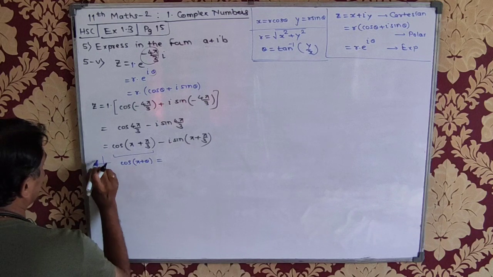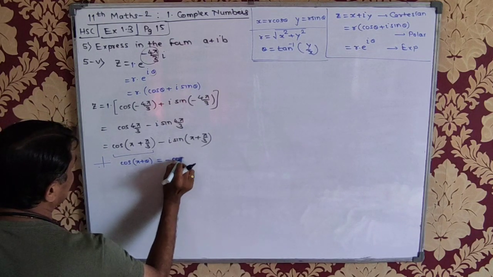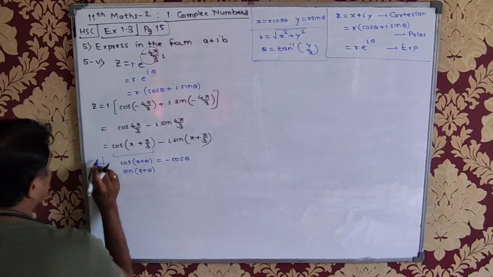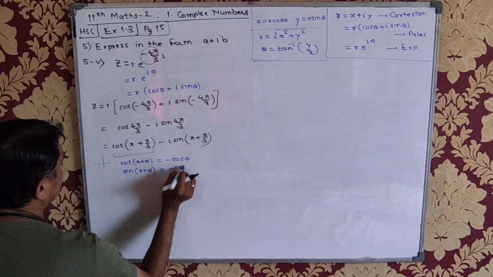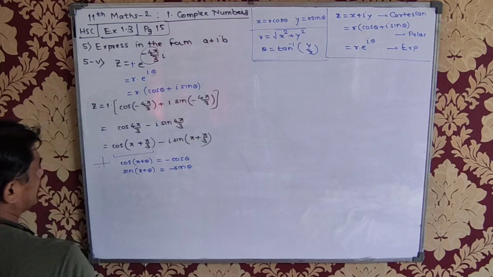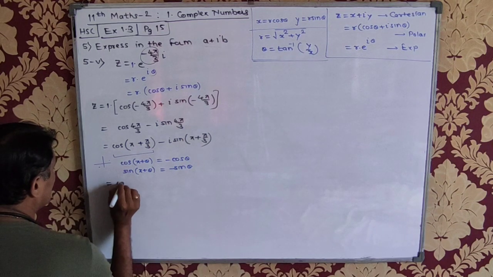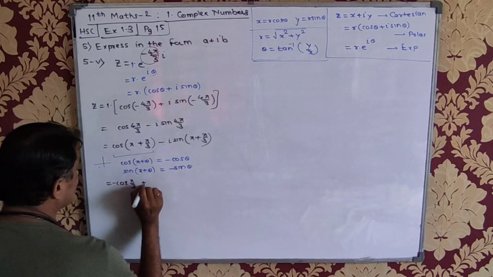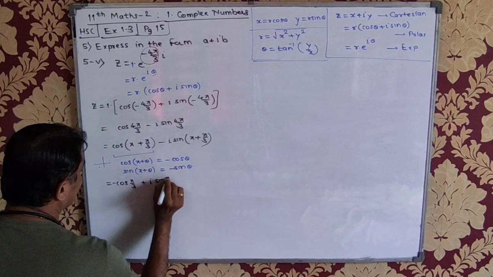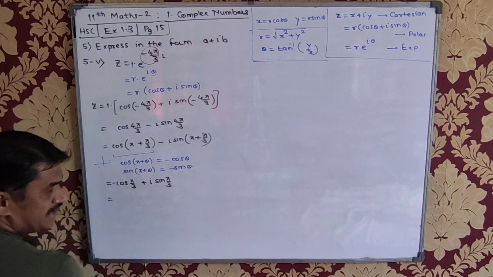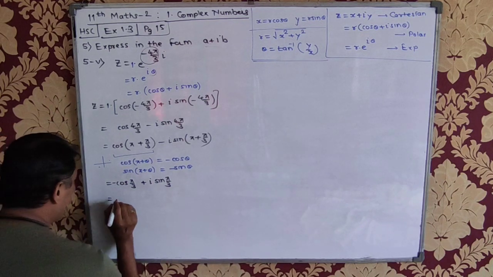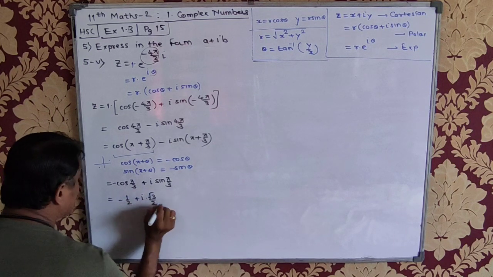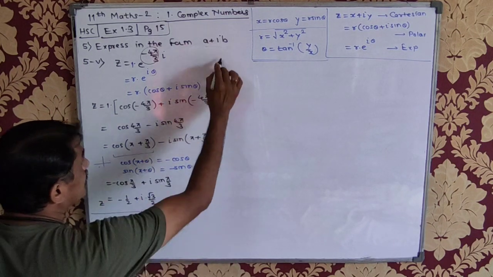In the third quadrant, only tan is positive, so cos of pi plus theta is minus cos theta, and sin of pi plus theta is minus sin theta. Minus sin, so both will have minus. So that is nothing but minus cos of pi by 3 plus i times sin of pi by 3. Cos 60 is half. So this is minus half plus i times root 3 by 2. That is the answer. Is this okay?